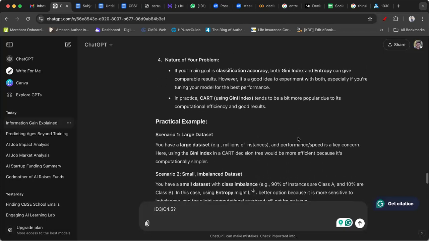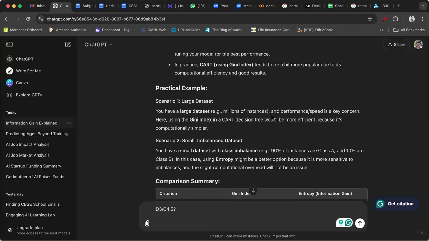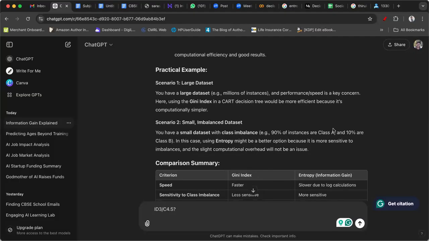Say you have a large data set, millions of instances, and performance or speed is a key concern. Using the Gini index in a CART decision tree would be more efficient because it is computationally simpler. Going forward, you will see this word mandatorily: computational power. For each and every algorithm, you have this kind of information. The computational power often leads to your GPU, your graphics card in your laptop or a PC or anywhere.